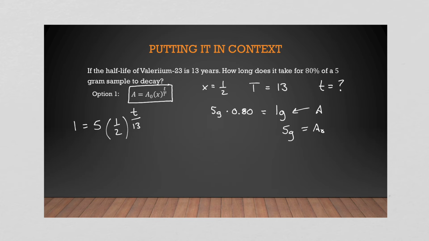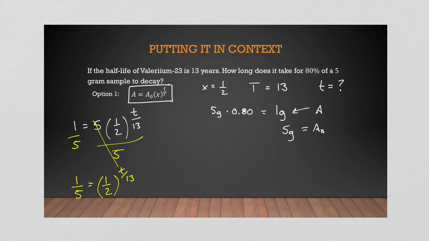So again, you can see your exponential is where we're hiding the unknown. So we got to free it from there. So let's divide both sides by 5, right? We want to isolate our exponential statement. And now we have 1/5 equals (1/2)^(t/13).